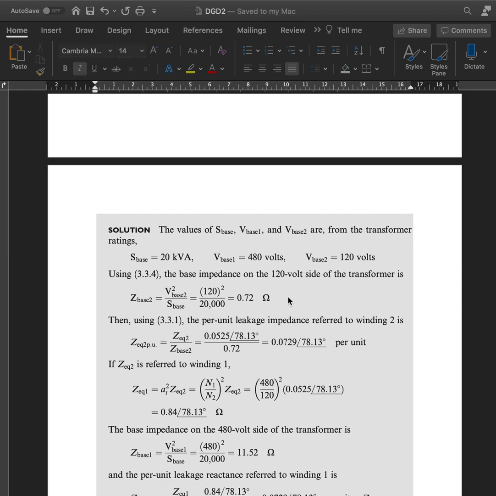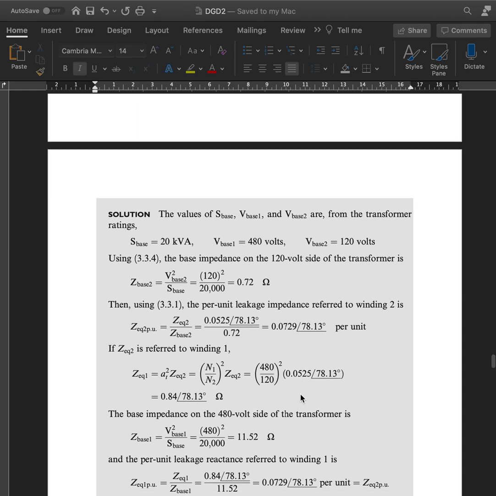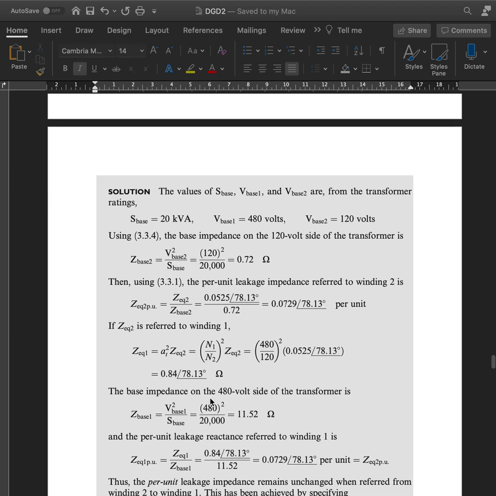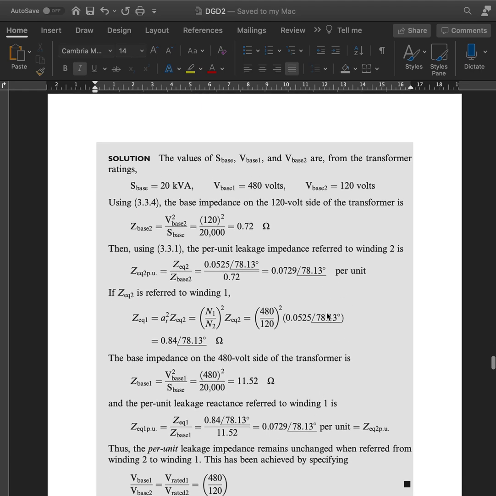And per unit leakage for the winding 1 could also be written as Z equivalent 1, which we just found is 0.84778.13 degrees divided by 11.52, and we get 0.707929, equal to Z equivalent 2 per unit. So if you see this, it's almost the same. This per unit is the same as the per unit for the Z equivalent 2. Remains unchanged and referred from winding 2 to winding 1.